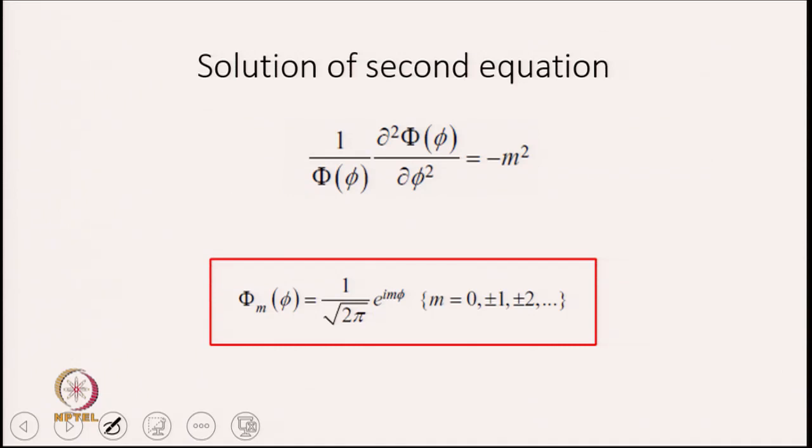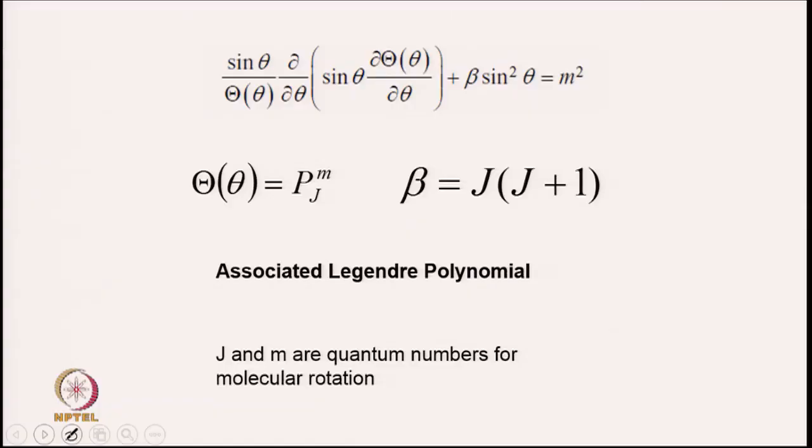The solution of the second equation, which we discussed last time, is 1 by root 2 pi exponential i m phi, and so you can see that one quantum number is required, called m, where m can take only integer values: m is equal to 0, plus minus 1, plus minus 2. The second wave function, which is a function of theta, can be obtained by solving this differential equation, and the solution is given by the associated Legendre polynomial.